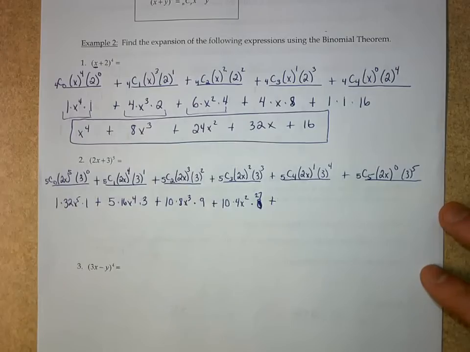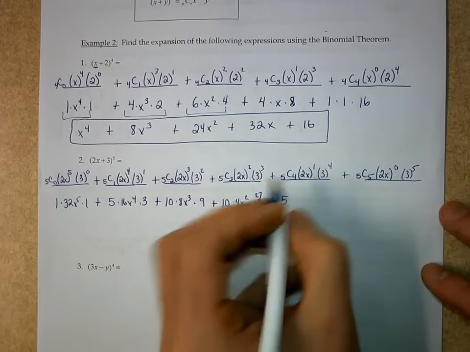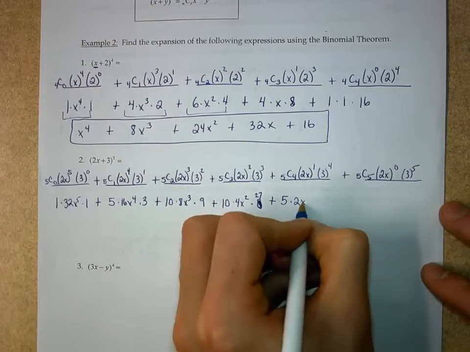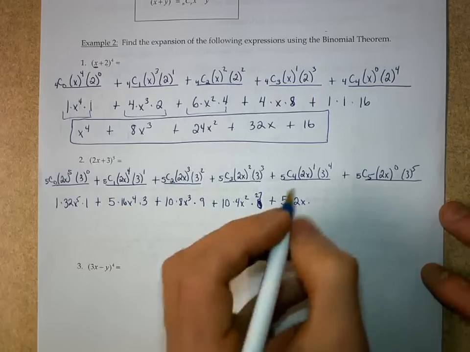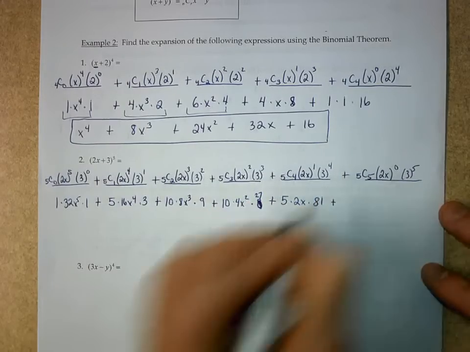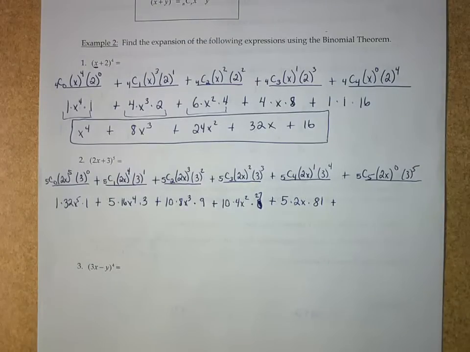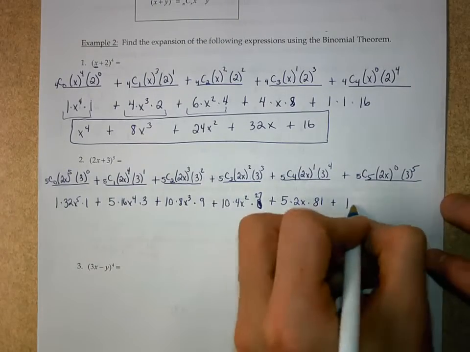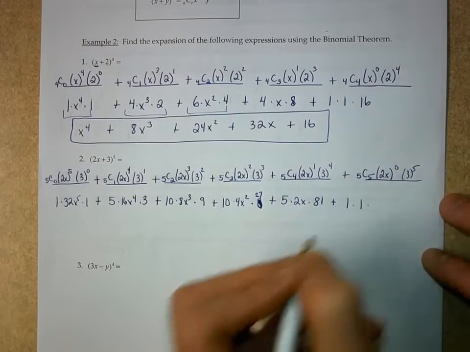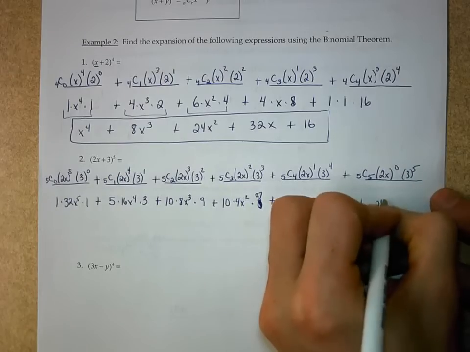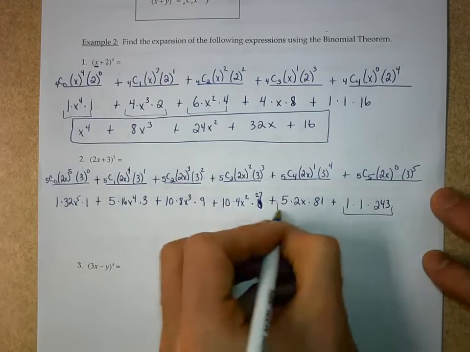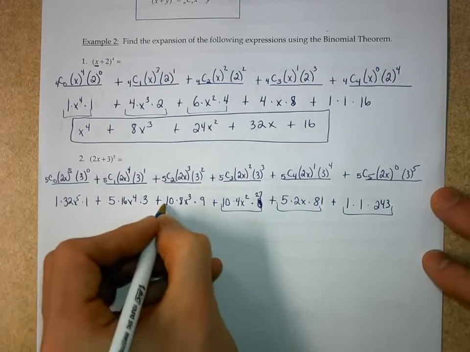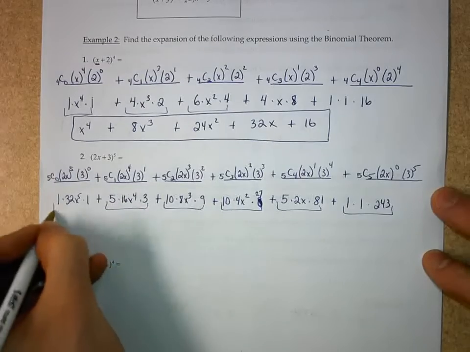5 choose 4. Well, that's going to be 5, and then 2x raised to the first is 2x, and then 3 to the fourth is going to be 81. And then finally, 5 choose 5 is 1. 2x raised to the 0 is 1, and then 3 to the fifth is 243. So there's my individual terms that I've got right there.